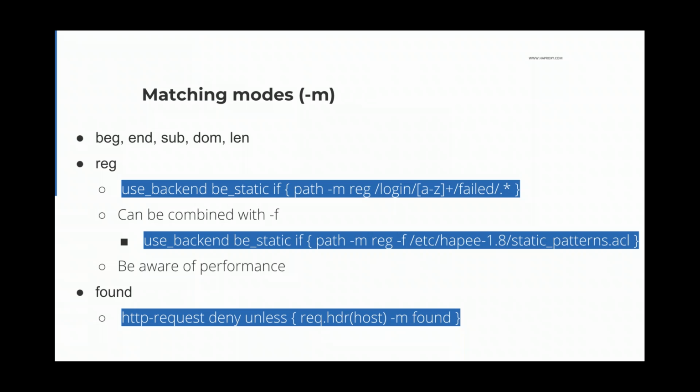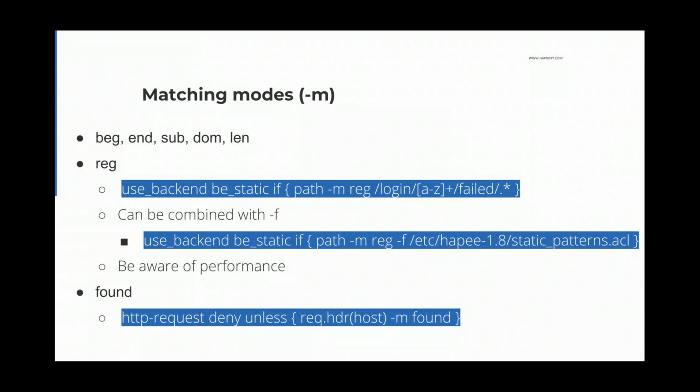So when you're using -m, you can pass it a whole bunch of different options for different things. You can do -m beg, which matches the beginning of the string. So if I have path -m beg /admin, it will be matched true if the path starts with admin, regardless of what's after it. You can use -m end to match the end of the path, which is frequently used for file extensions.